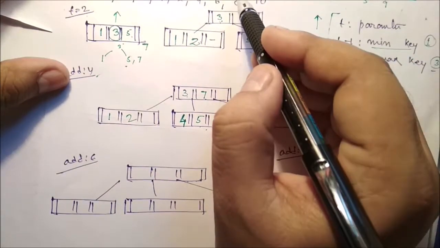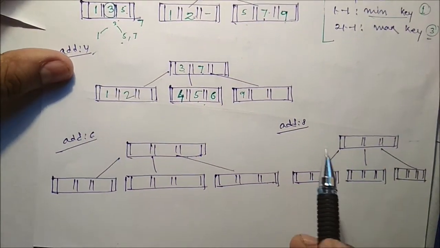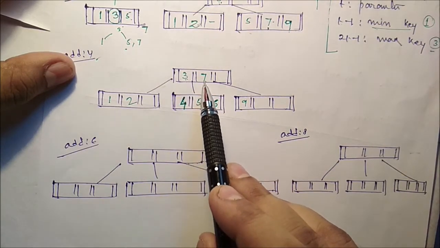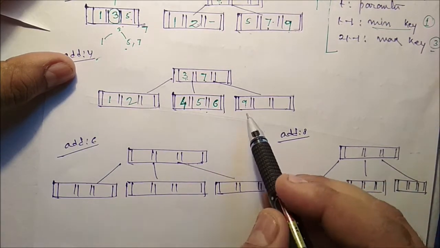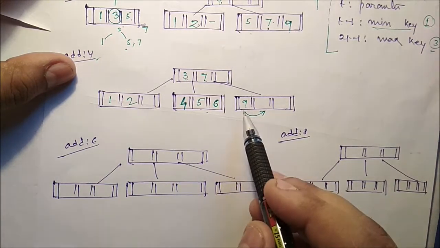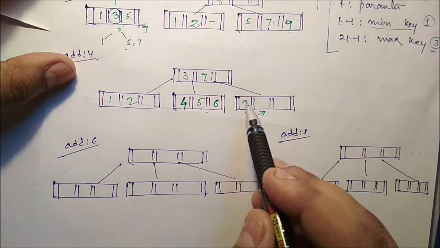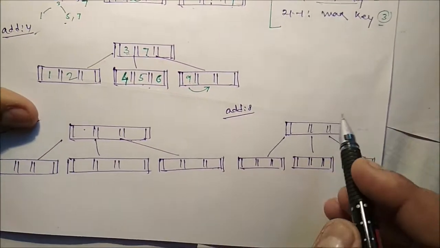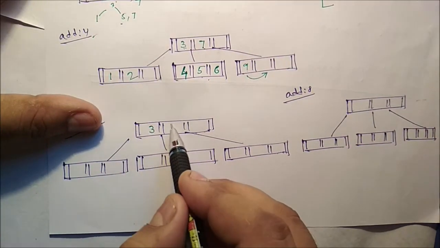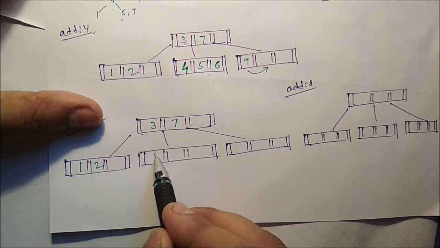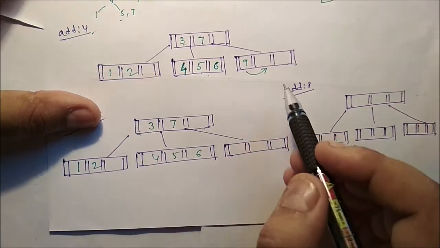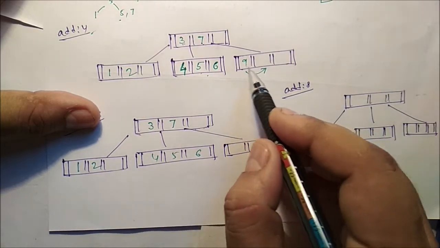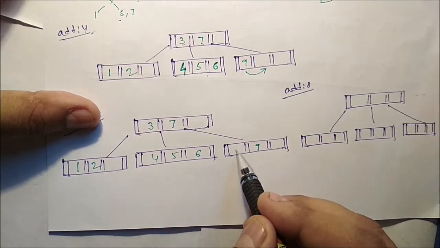After that we want to add 8. So where can we add 8? 8 should be greater than 3, greater than 7, and it should be less than 9. So you have to shift 9 here, and you have to place one vacant place. So say we do this: 3, 7, 1, 2, 4, 5, 6. Here we want to insert 8, so we have to shift 9 here, and then we can insert 8 here.